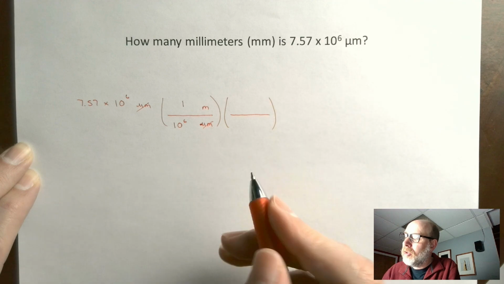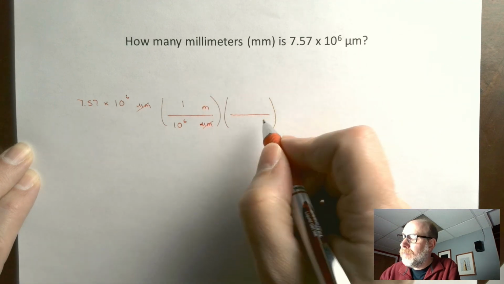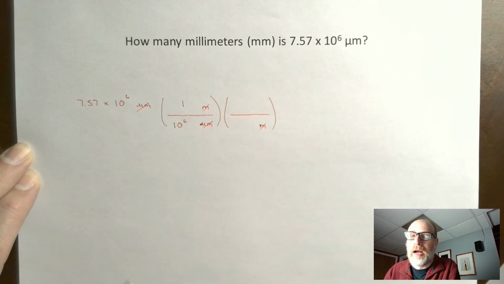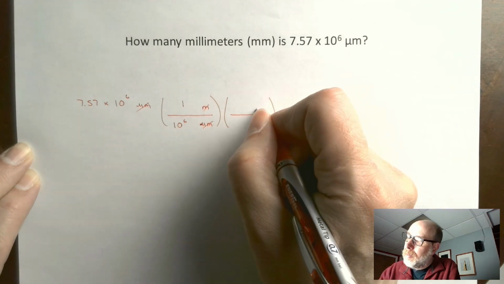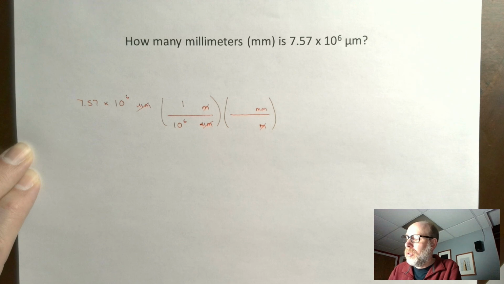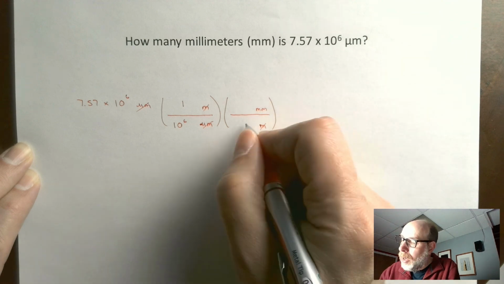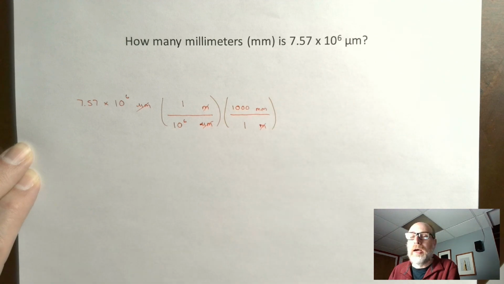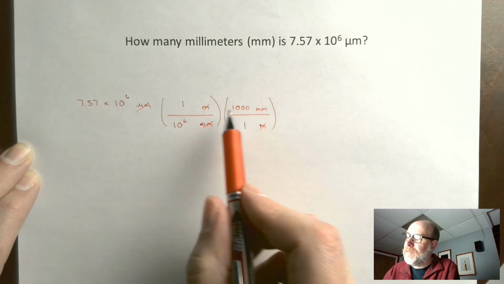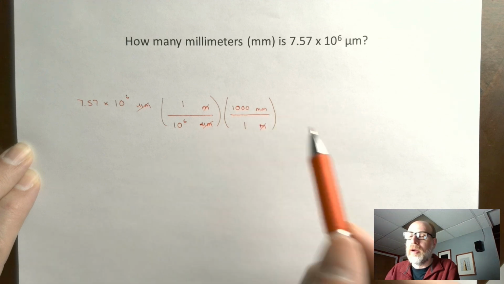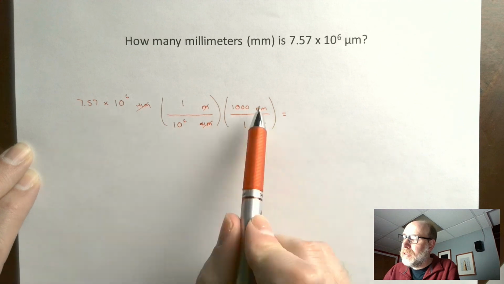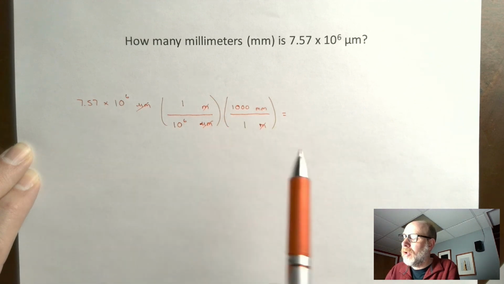But I don't want to stop at meter, I want to find millimeter. So meter has to come on the bottom so that those units will cross out. And then I want to end up at millimeter. Well, I know that 1 meter is 1,000 millimeters. If I stop now, the unit's millimeter, so I've gotten to the correct unit. That's where I want to go. Now I'm going to multiply everything across the top and everything across the bottom.